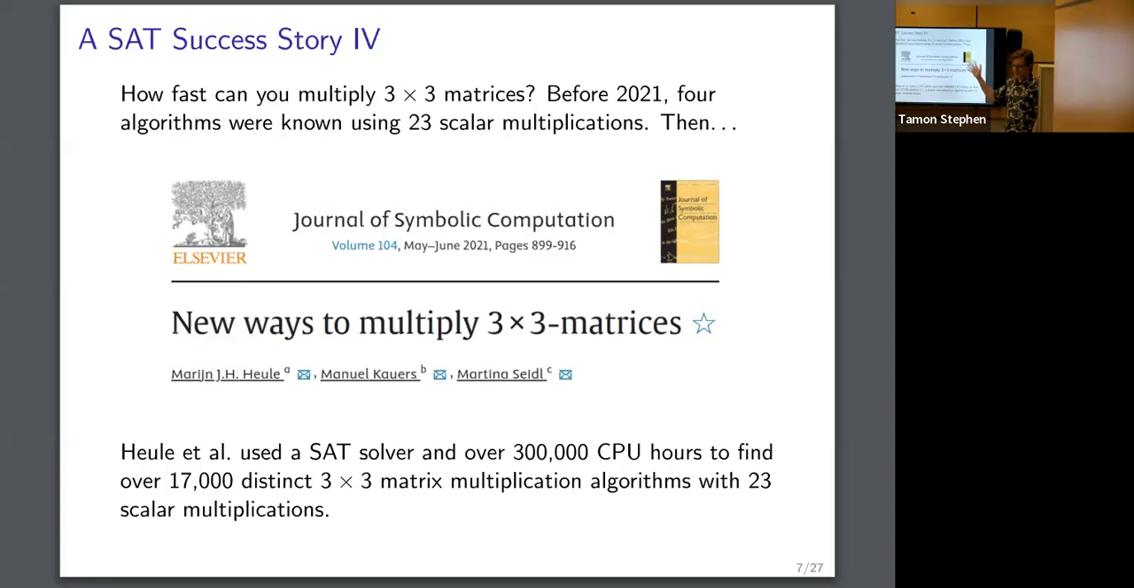So it's still not known if this is the best result. I talked with Manuel Kauers at a conference last month, and he's of the opinion this is the best. There are no algorithms with 22 scalar multiplications, but it's an open question. You can't rule it out just yet. Okay, so those are 4 success stories.